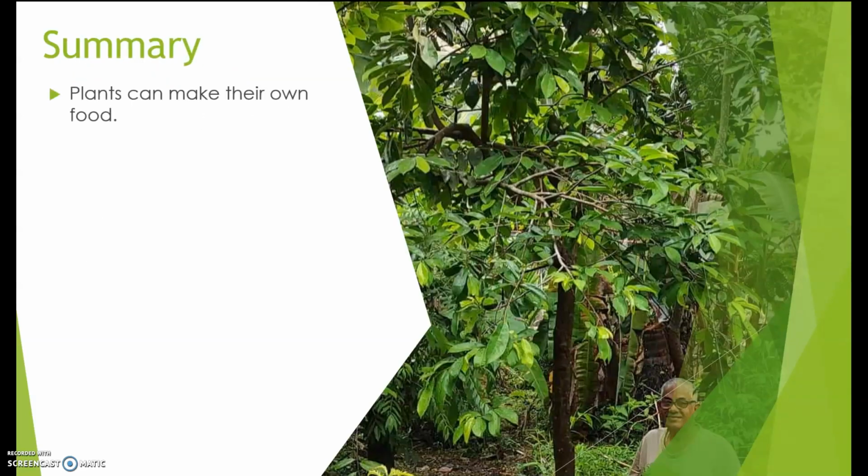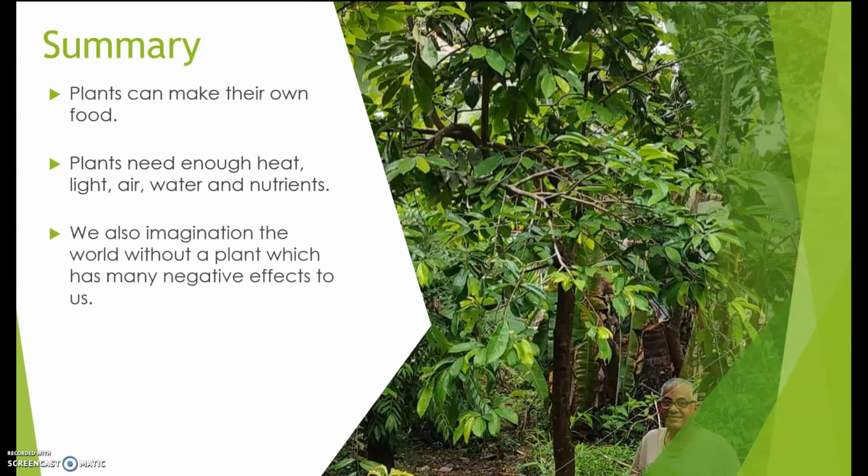Let's do the summary. We talked about how plants can make their food. We also imagined life without plants, which has many effects. And we tackled roots.